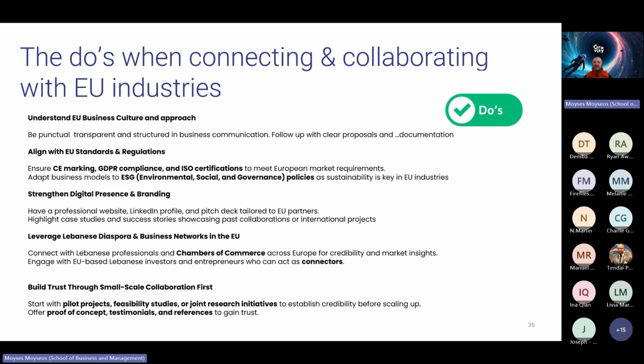Strengthen the digital presence and branding. It's important. This is something you can do remotely, even before entering the market, to prepare the audience for the product or the service. Leverage the diaspora and business networks in the EU, and of course, build trust through small-scale collaboration. Europeans love pilots. So start with a small pilot project, a small feasibility study, and join a research initiative. This builds trust between the two parties. And then once you establish credibility with a partner, you can scale up way more easily.